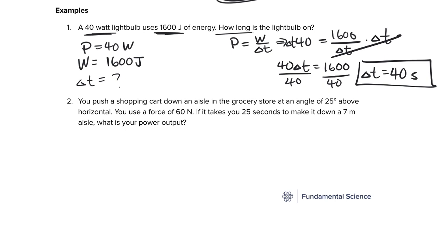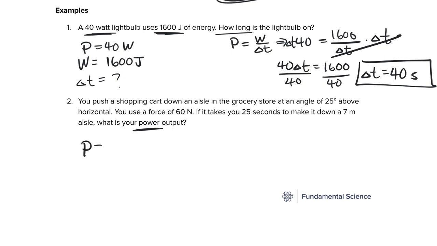And we're going to look at number 2. This one has us pushing a shopping cart down an aisle in the grocery store at an angle of 25 degrees above the horizontal. It says you use a force of 60 newtons. If it takes you 25 seconds to make it down a 7-meter aisle, the question is, what is your power output? So we're looking for power.